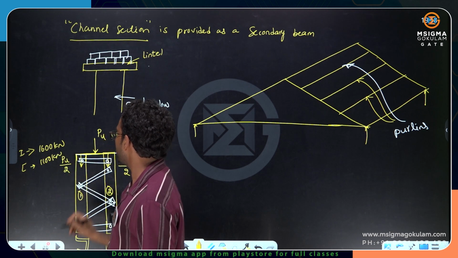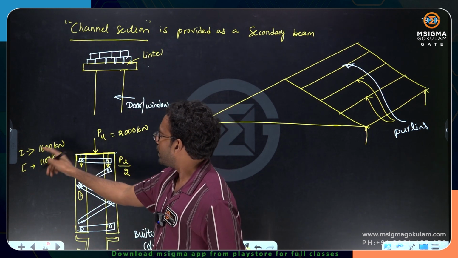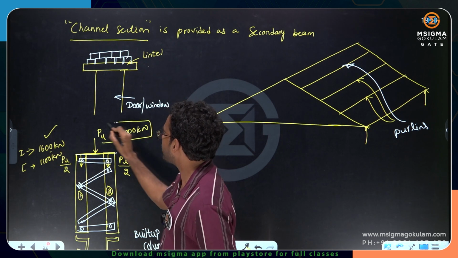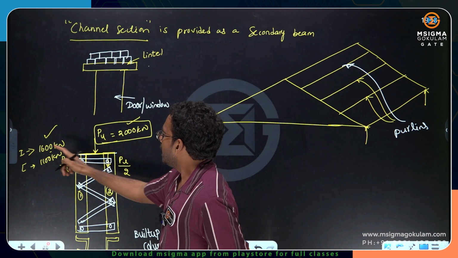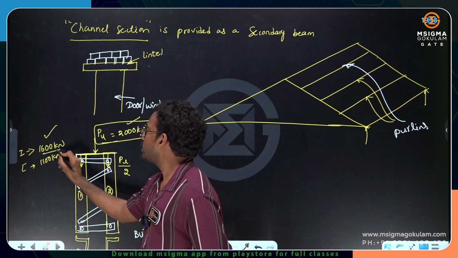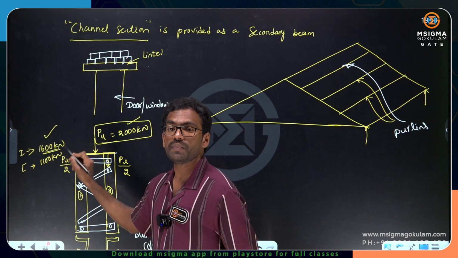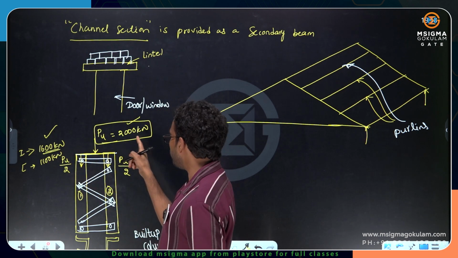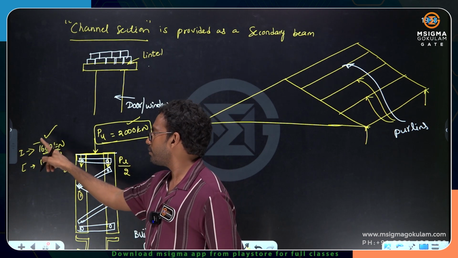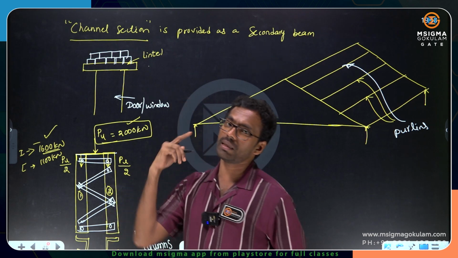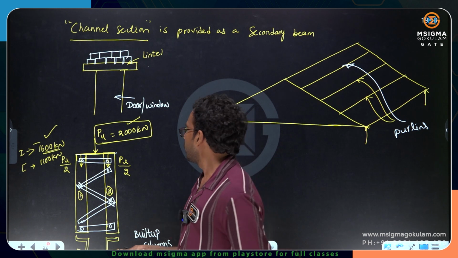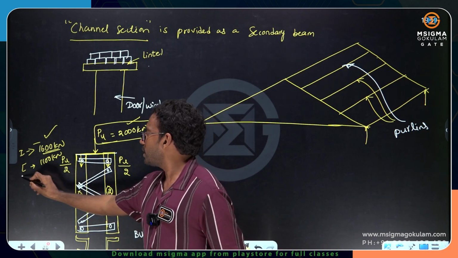Which is the best one? If I provide one I section, it can take only 1600 kilonewtons, but our load to be carried is 2000 kilonewtons. If I provide two I sections, what is the load carrying capacity? 2 into 1600, which means 3200. What is the load actually to be carried? 2000. That means I sections are safe, but they have more capacity than what we have to carry.